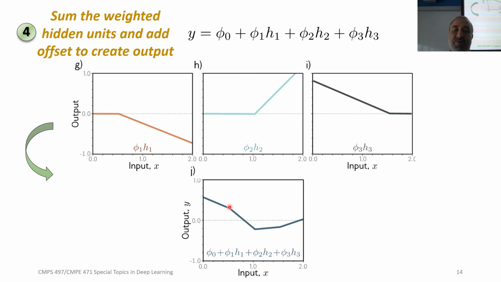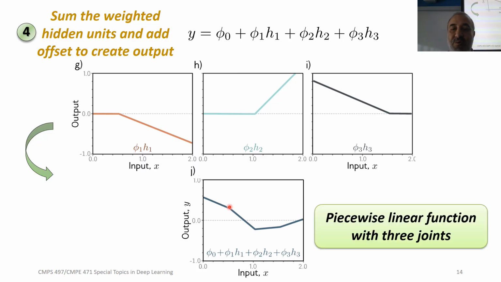If phi 0 is positive, you see that the curve has moved up. If it's negative, it moves down. So this gives flexibility on where we want the curve exactly. Now I think you understand how we can get something like that. Again, this is a piecewise linear function with three joints.